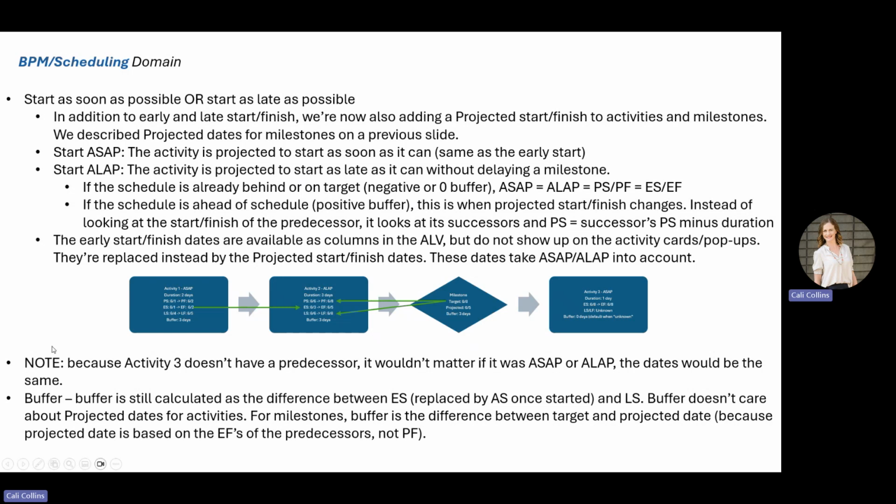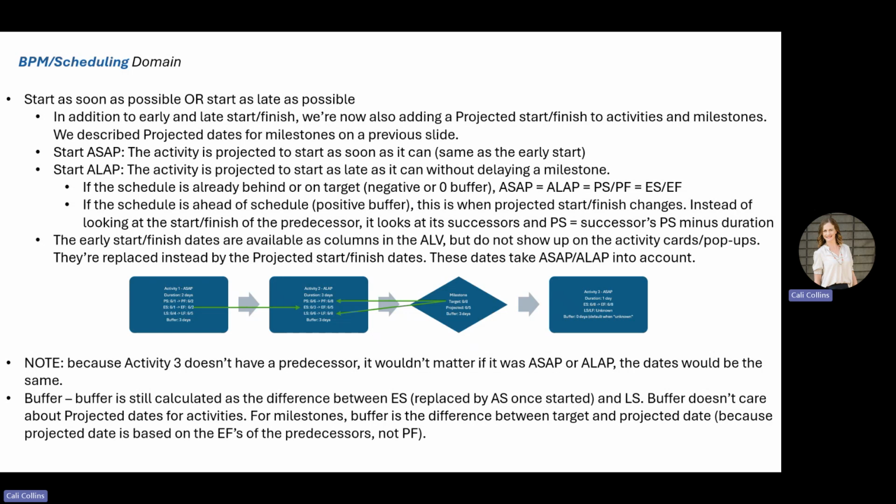So everything else prior to this is pretty standard CPM methodology. This is where we start adding in some of the nuances that we have in optimality. So in addition to the early and late start and finish dates, we're now also going to add in a projected start and finish date to our activities and milestones. We described projected dates for milestones on the previous slide, and so now we're going to show what they look like for activities as well.